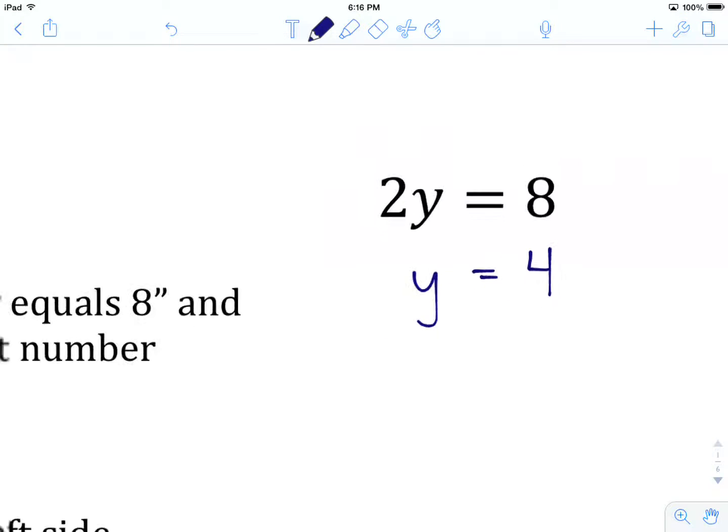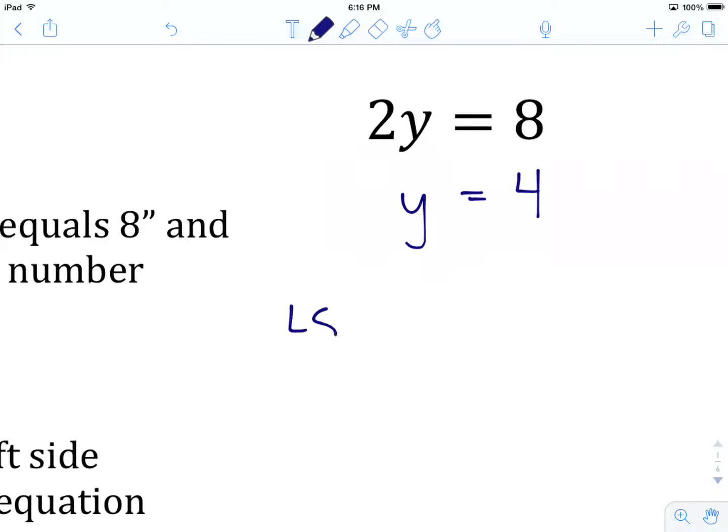And now let's do our check again. Our check, we have our left side equal to. So again, I'm going to write out the left side of my equation. That's it right here. The left side of my equation just has a 2y. So I'm going to write that down.